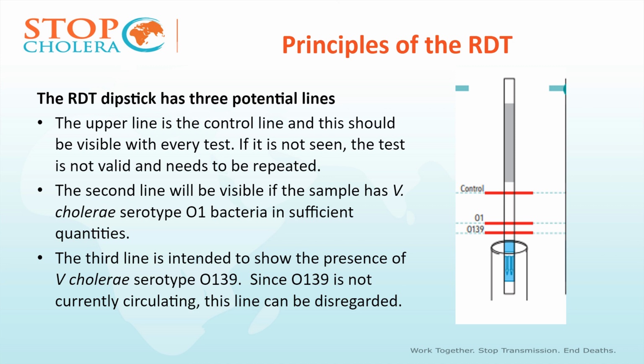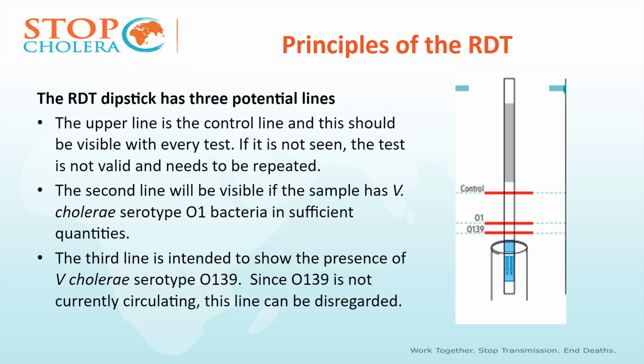It will be positive if the concentration of these bacteria is very large, but if the number of bacteria is low, the sample might contain V. cholerae, but the result will be negative. The limit of detection is about 10 to the power of 7 colony-forming units per milliliter.